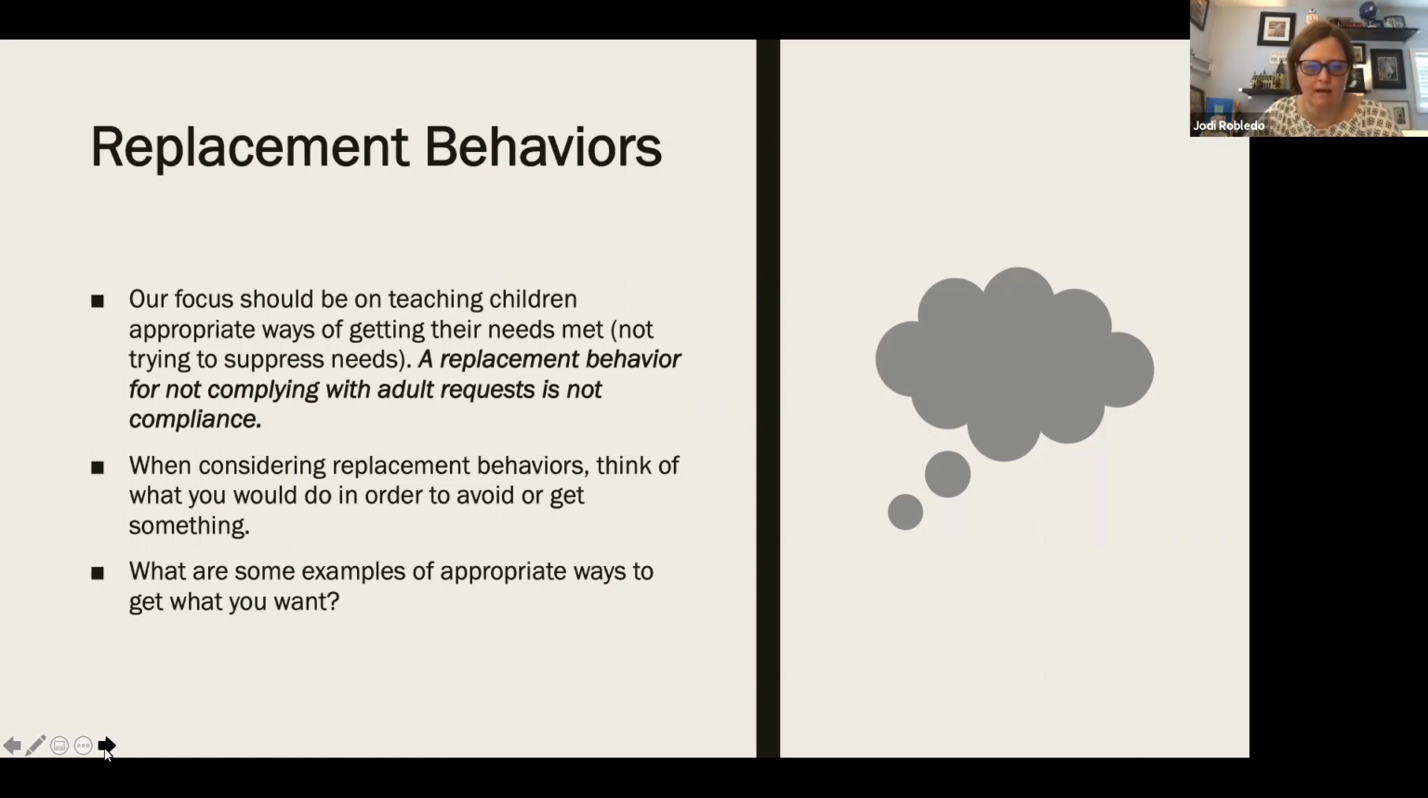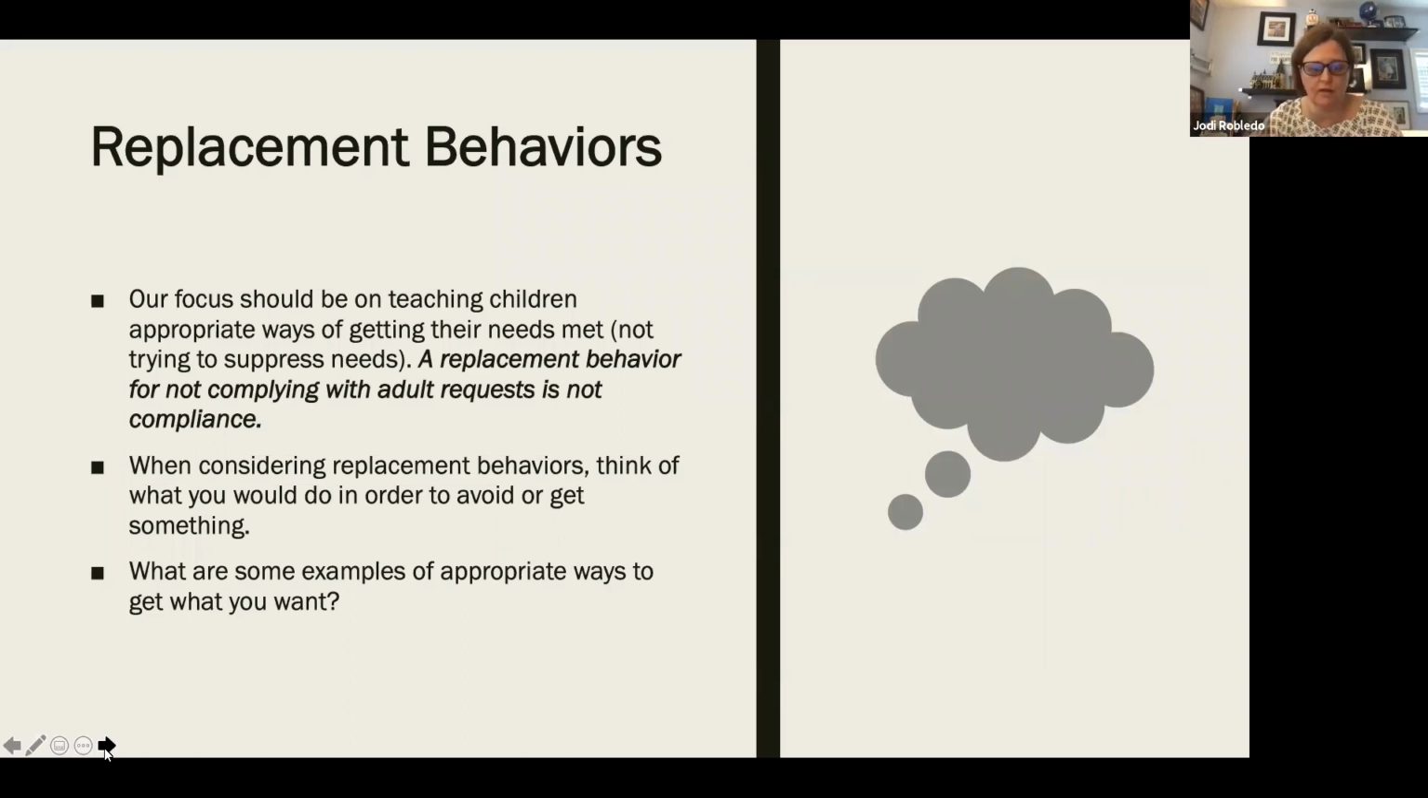So again, our focus should be on teaching appropriate ways of getting their needs met, not trying to suppress them. If we're simply trying to suppress the behavior, it will get worse. I guarantee you that. A replacement behavior for not complying with adult requests is not compliance. So again, this isn't about compliance. This is simply about replacing the problematic behavior with a behavior that is less problematic. It might not be the desired behavior, and we'll talk about that when we get in class this summer, but it will definitely get us toward the desired behavior.